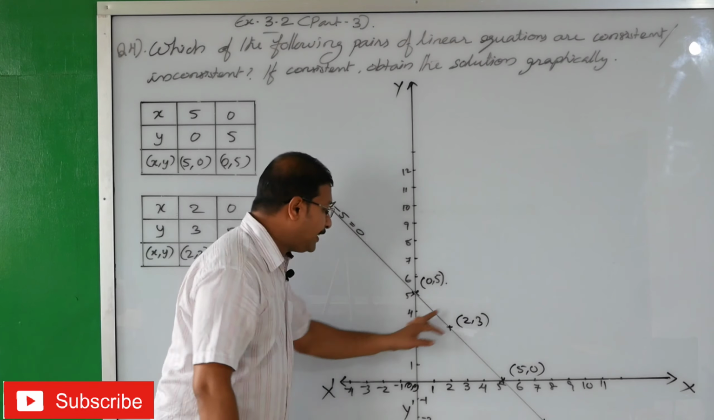We know that from the first equation, we'll take a1, b1, c1.